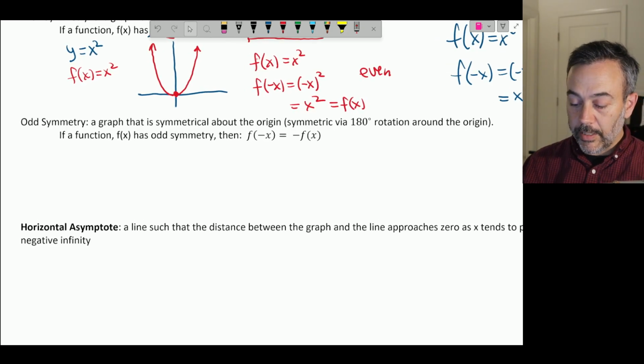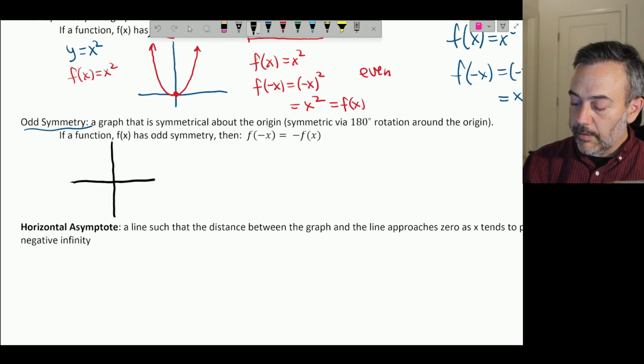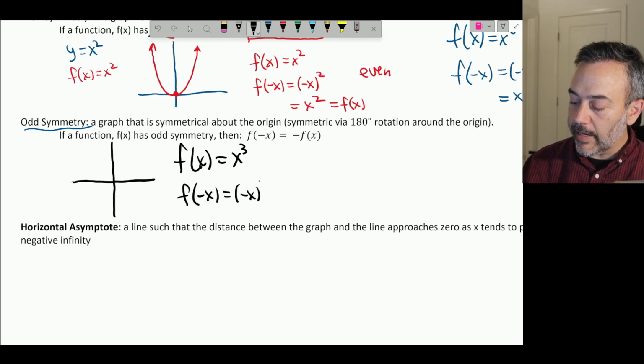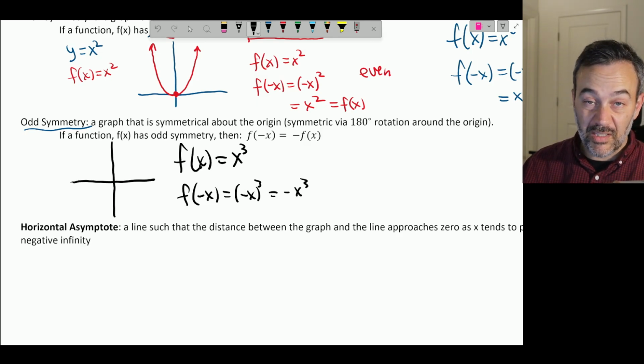All right, odd symmetry. A graph that is symmetrical about the origin, symmetric via 180-degree rotation around the origin. Okay, so odd symmetry is a little bit harder to visualize at first, but you might not be surprised that f of x equal to x cubed is an odd function. So f of negative x is equal to negative x cubed. Because if you cube the negative, it's still negative. If you cube any negative number, it's still negative.